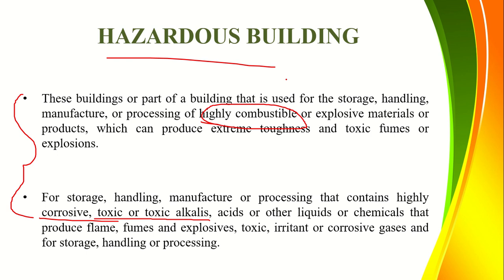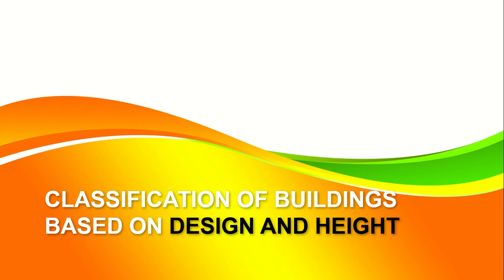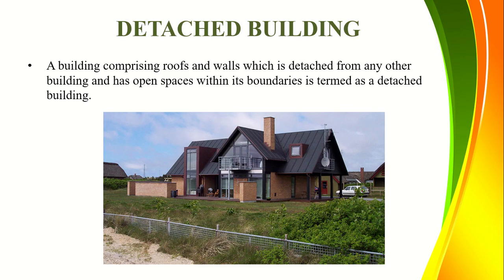So hope you understand what are combustible and what are corrosive. Any chemicals you store, they are toxic and corrosive in nature. At the same time, if you see explosive nature or combustible nature, the petrol, crude oil manufacturing units, petrol manufacturing units, like that. We'll go to the next classification quickly. So whatever we have seen till now is all based on the purpose or on the occupancy. Now comes classification of buildings based on the design and height.